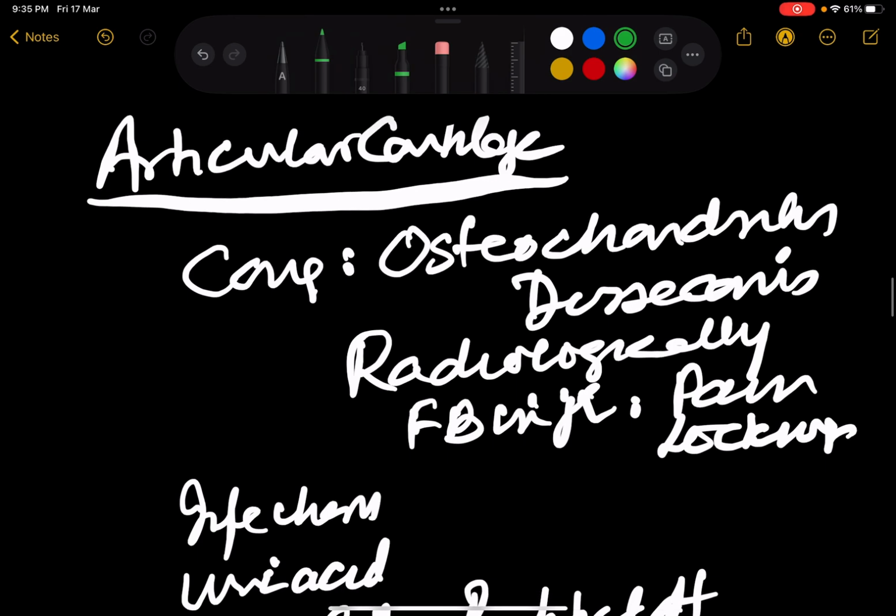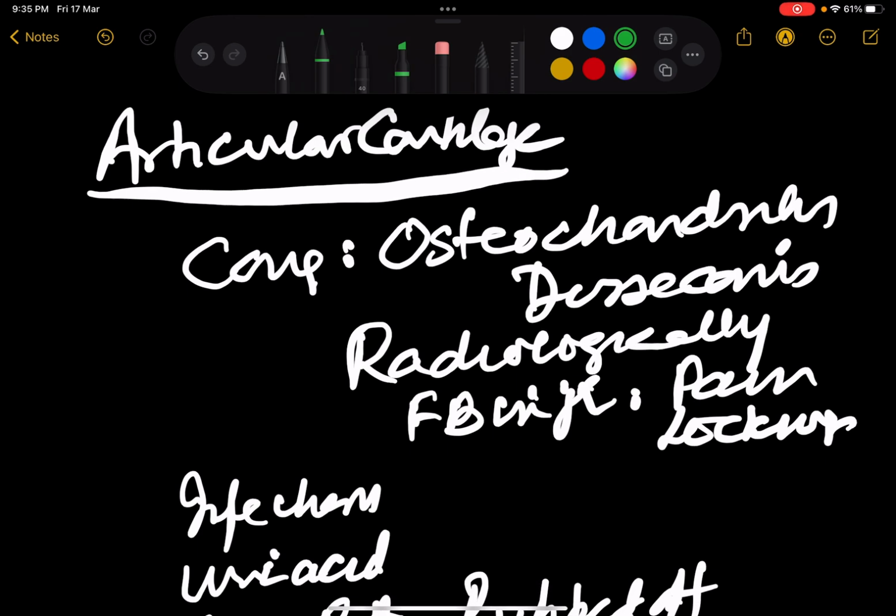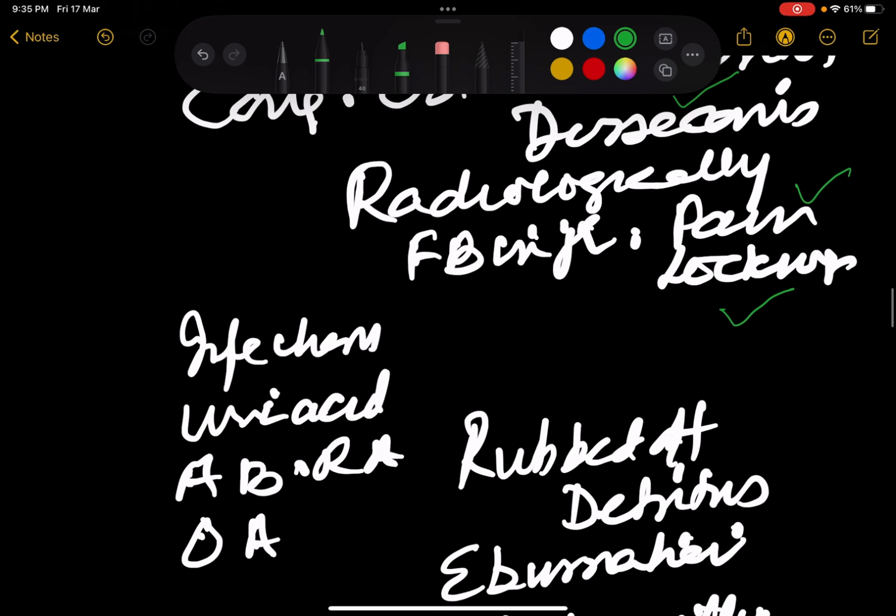Then you have the articular cartilage. So a congenital problem is osteochondritis dissecans. Radiologically, you can present with pain and locking, and you can see it in the joint and you have to excise it.